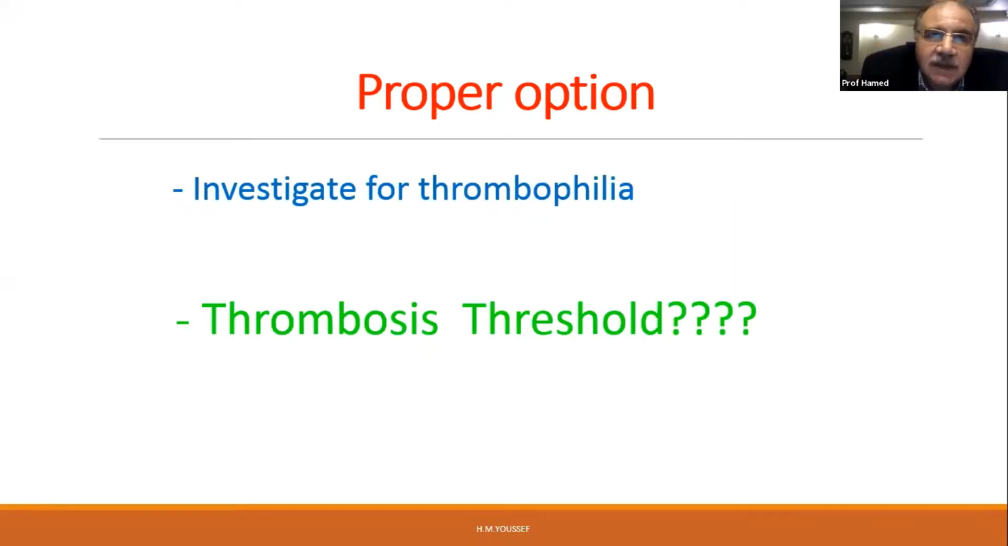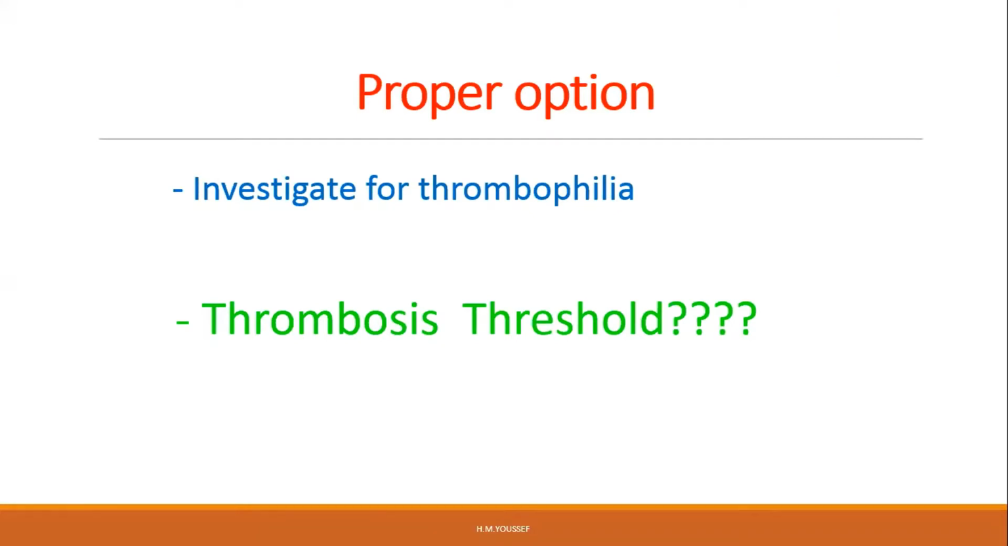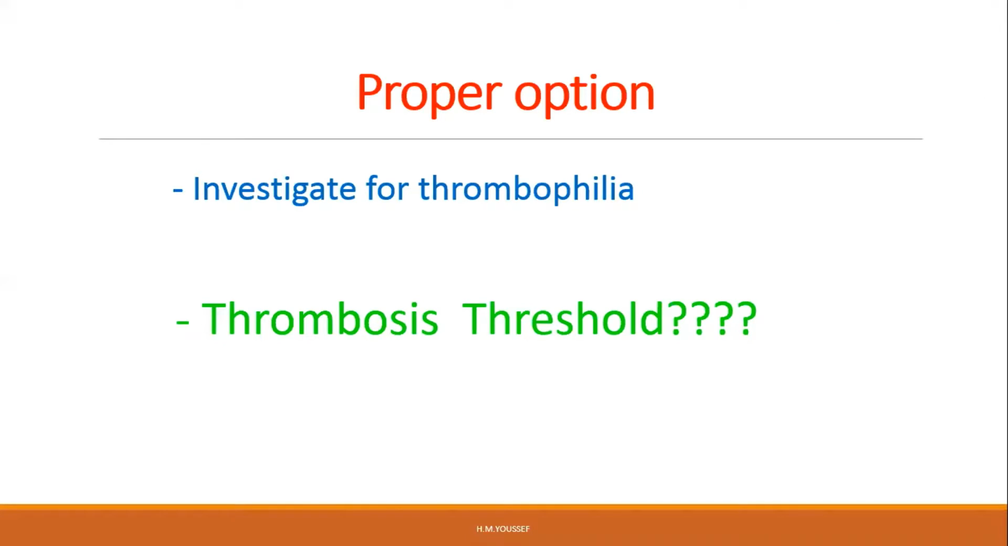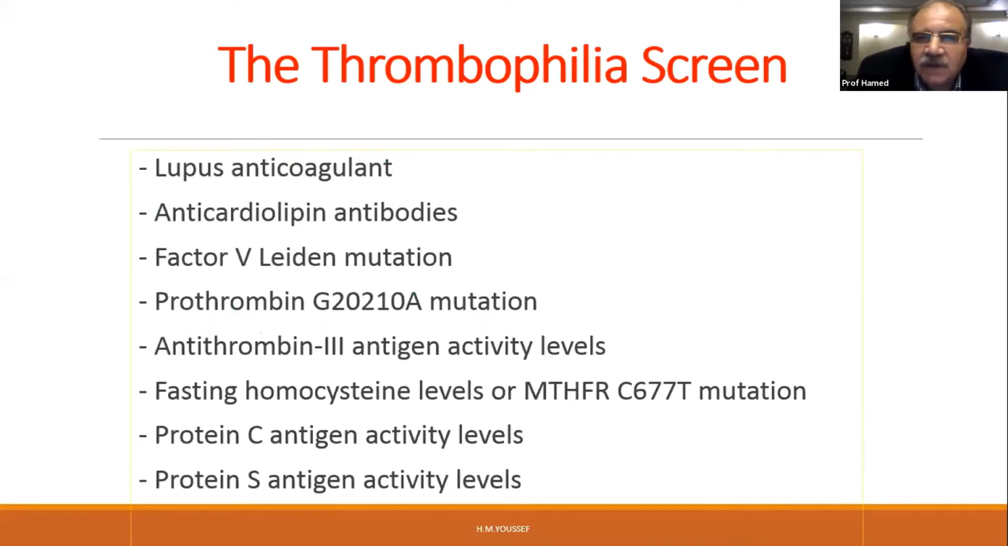In this case the patient develops DVT, so investigate for thrombophilia. Yes, you have to investigate thrombophilia because we have what's known as the thrombophilia threshold. Some patients are more liable to develop thrombophilia than others, and there are many factors. If you do a thrombophilic screen, you have to do lupus anticoagulant, anticardiolipin antibody, factor 5 Leiden, prothrombin gene mutation, and so on and so forth.